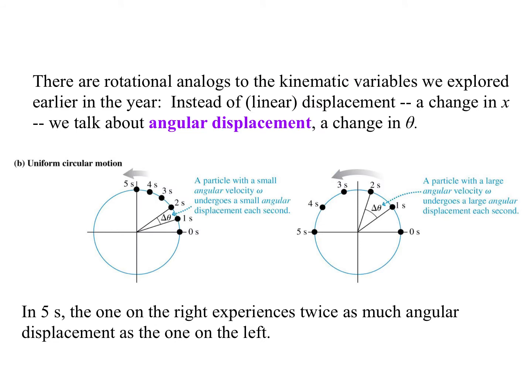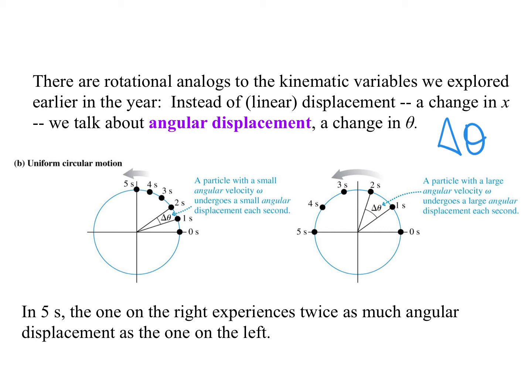All right, there are rotational analogs to the kinematic variables we explored earlier in the year. For instance, instead of linear displacement, a change in x, we'll talk about angular displacement, a change in theta, and we'll write it the same way we might expect as delta theta. Here we have something undergoing uniform circular motion, and so delta theta is the same no matter what time interval we pick.